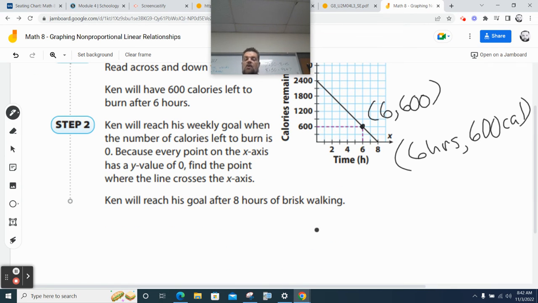So Ken will reach his weekly goal when the number of calories left to burn is 0. Because every point on the x-axis has a value of 0, find the point where the line crosses the x-axis, and it says that Ken will reach his goal after 8 hours of brisk walking, right? So if he eats 2,400 calories in a day and he walks 8 hours, he'll burn 2,400 calories. He'll use up all of his calories that he ate. But if you sit in a chair, you burn calories when you're sleeping. Your body does stuff. It needs energy. Okay. So that's a bit extreme.